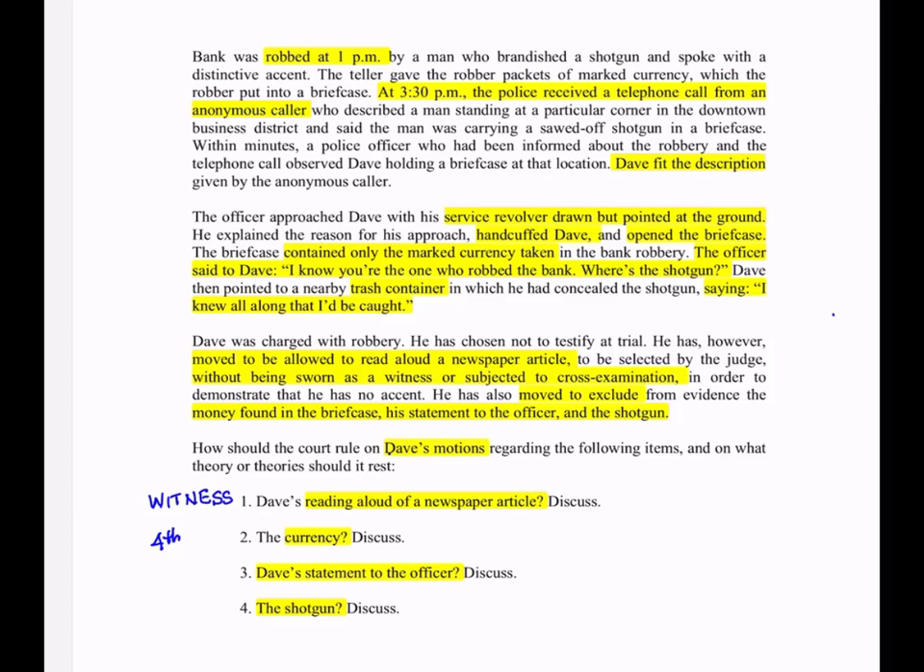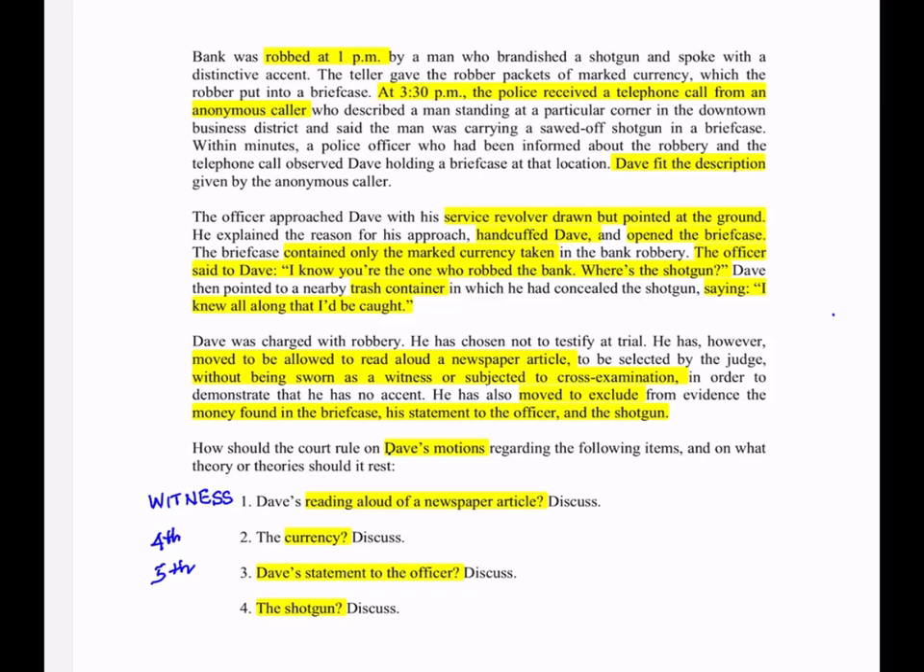The currency, that's about Fourth Amendment search and seizure. Dave's statement to the officer, that is about the Fifth Amendment, about custodial interrogation, and that's going to be a reasonably long analysis as well. Call 2 and call 3 are pretty long analyses.